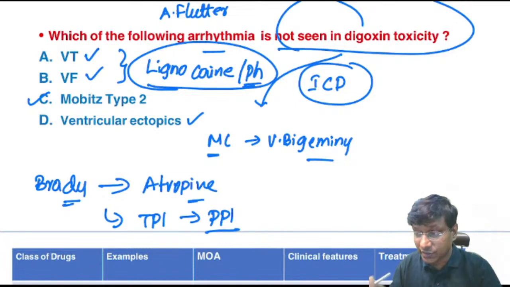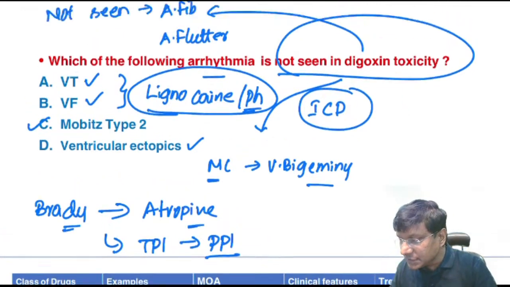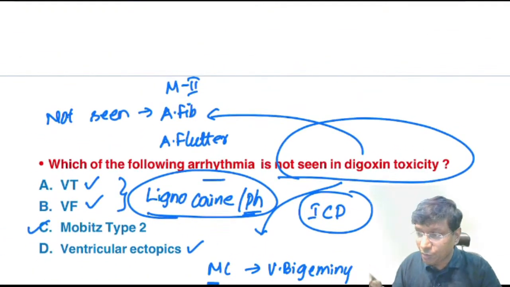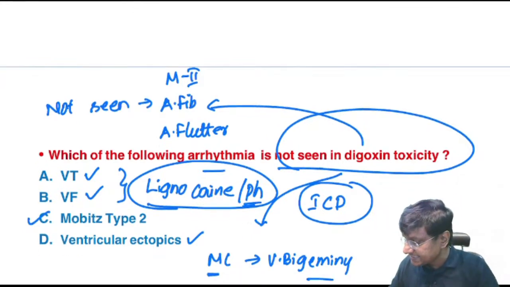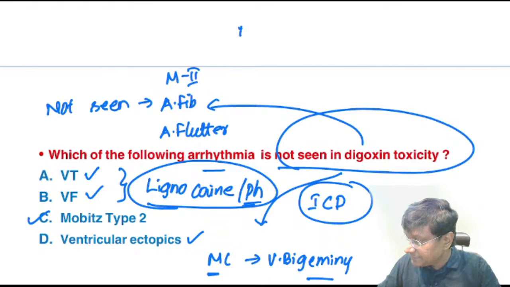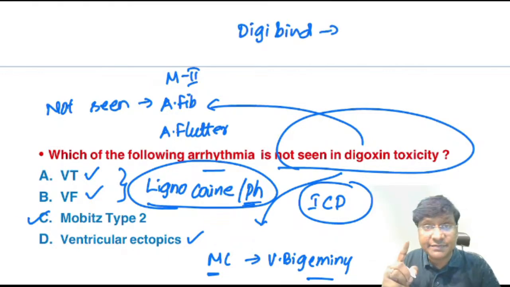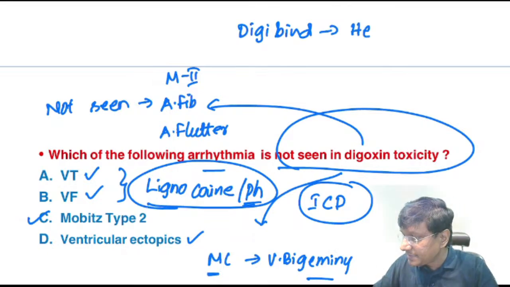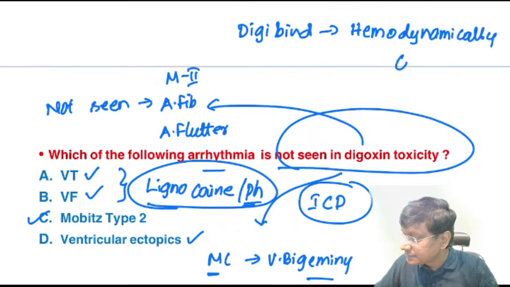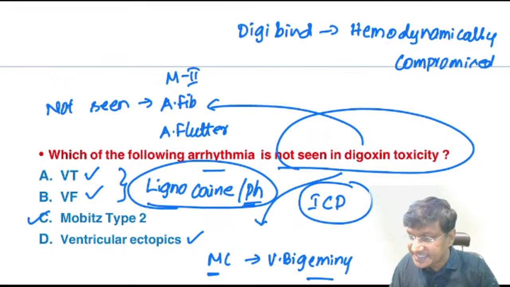Yeah, Harsh. Okay, a very good question by Harsh. Now, sir, if both digibind and lignocaine are there in the options, what to choose? Now, let me tell you, just now I was discussing, right? We give this digibind whenever the individual is hemodynamically compromised, like when there is hypotension, we give this digibind. Understood?